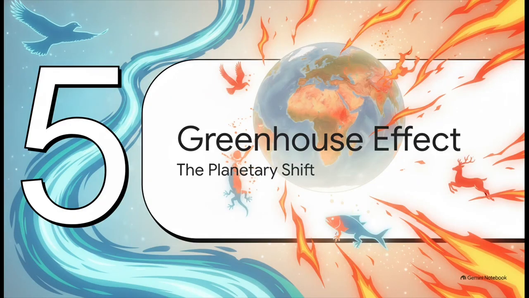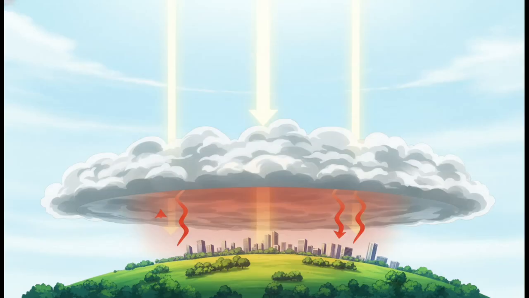Section 5. The greenhouse effect and the planetary shift. We've seen how ancient and powerful these temperature boundaries are, but now we have to zoom all the way back out to the planetary level. The global thermometer is changing, and it is actively rewriting these ancient biological rules as we speak.